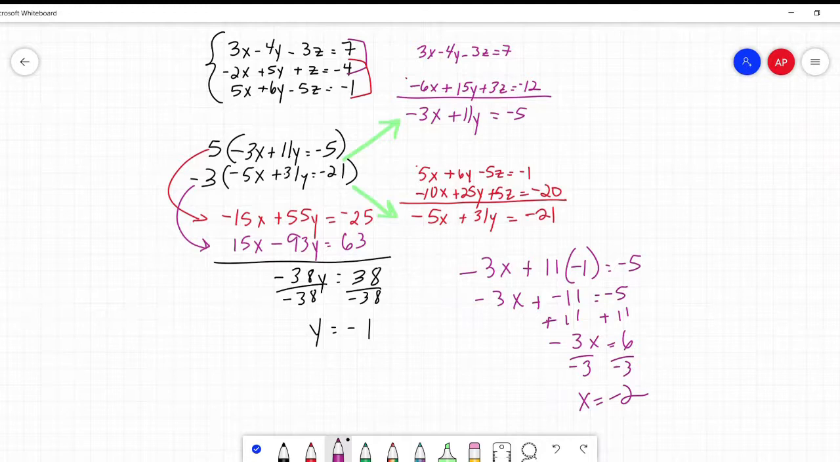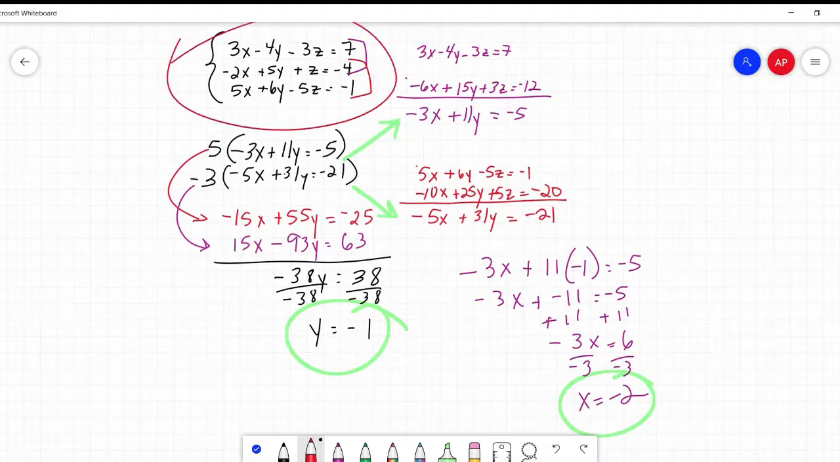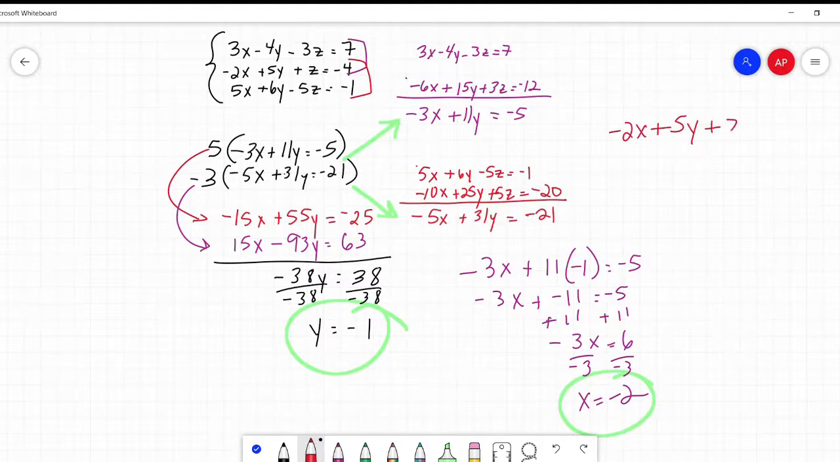I now know that y equals negative 1, x equals negative 2. So I can pick any of these three up here and plug those in. I'm going to go with negative 2x plus 5y plus z equals negative 4. All right, so negative 2 times, I know x is negative 2, plus 5 times, I know y is negative 1, plus z equals negative 4.